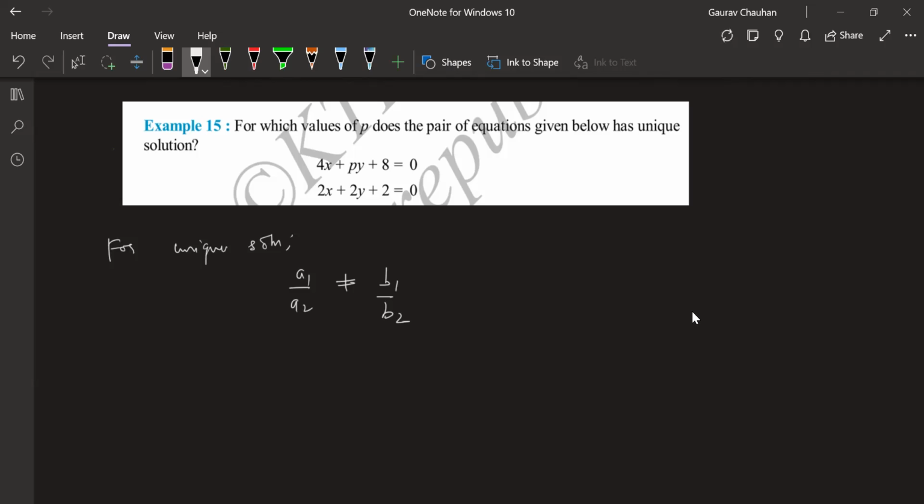Let's look on the board. So let's substitute and see what happens. Let's write A1 is equal to 4, A2 is equal to 2, B1 is equal to P, and B2 is equal to 2. Let's write C1, C2 just for drama, but it's not needed. Now here I have A1 by A2, that's 4 by 2, is not equal to B1 by B2, that's P by 2. What's happening here? A1 by A2 is not equal to B1 by B2.